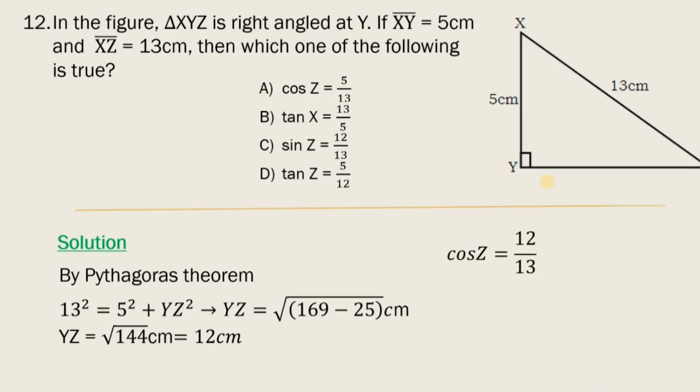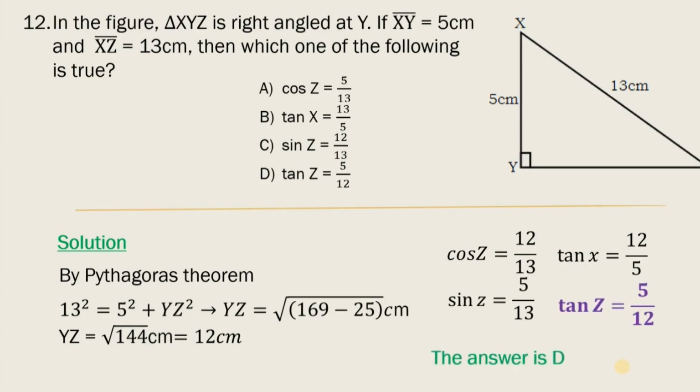Cos Z equals 12 over 13, tan X equals 12 over 5, sin Z equals 5 over 13, and tan Z equals 5 over 12. So the answer is D.